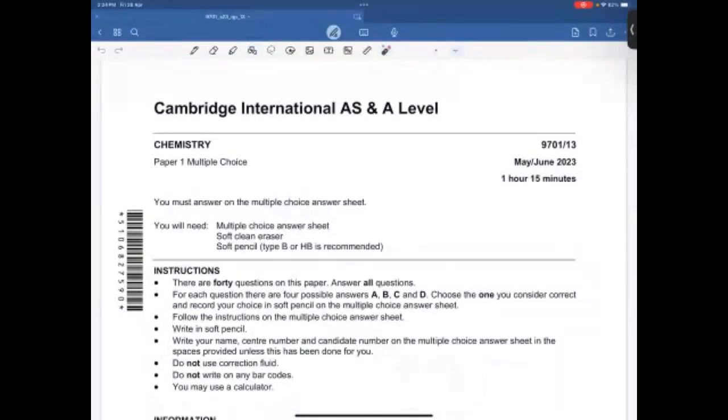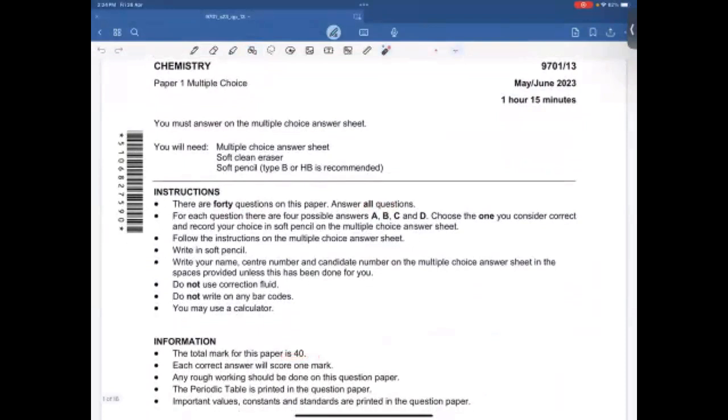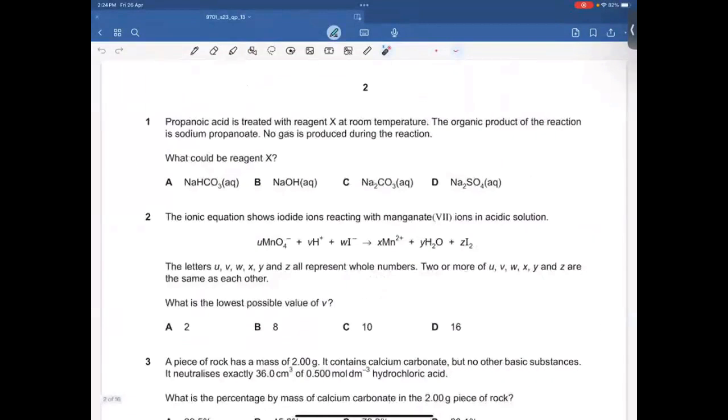Hi everyone, let's start paper 1 multiple choice of AS chemistry, May-June 2023, variant 13. Duration of this paper is 1 hour 15 minutes. We have 40 questions in this paper and we need to attempt all of them. The total mark for this paper is 40. All right. Periodic table is given in the question paper, and also important values, constants and standards are printed in the question paper. Let's start question number 1.